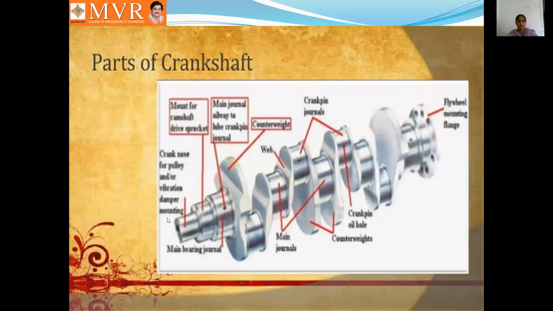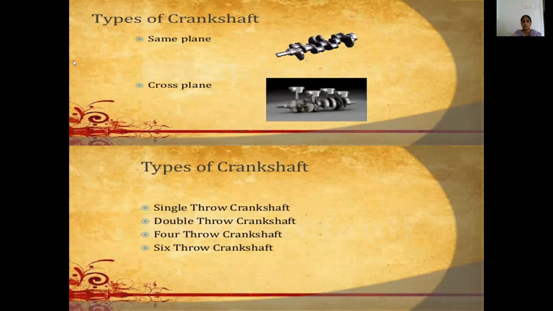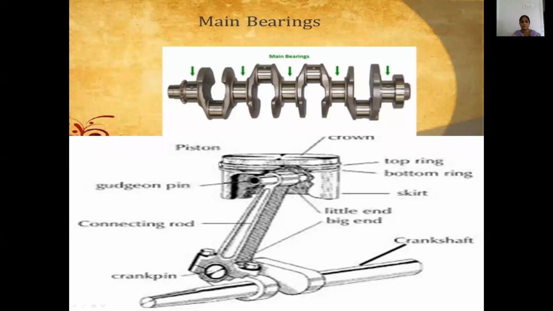Also the mount and the crank nose for the pulley and vibration damper mounting, the mount for the camshaft driving sprocket, the main channel oil way, the lubricant, crank pin journal, counterweight, crank pin oil holes, main journals, and also the flywheel mounted on the shaft. This is the same plane and this is the cross plane, which are the types of crankshaft used with the pistons.